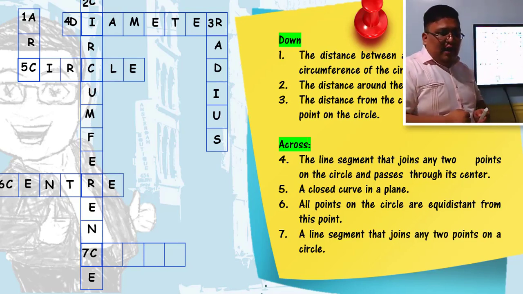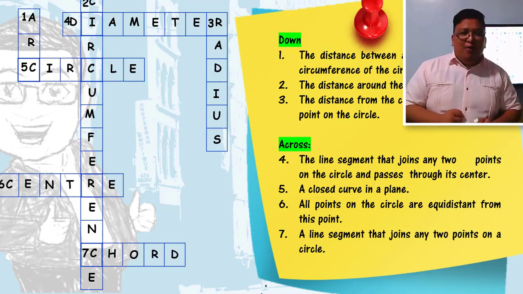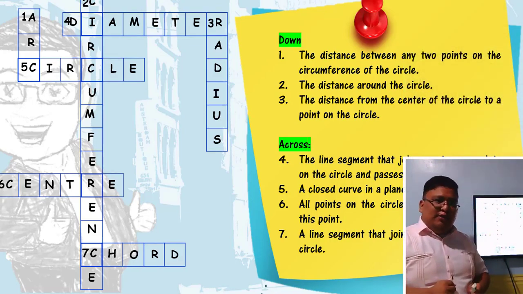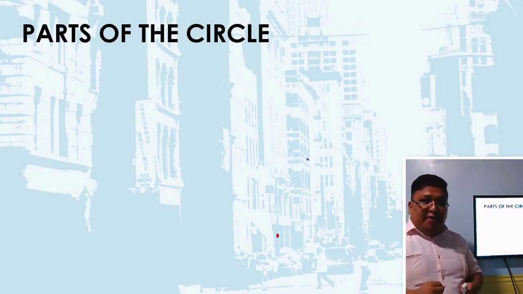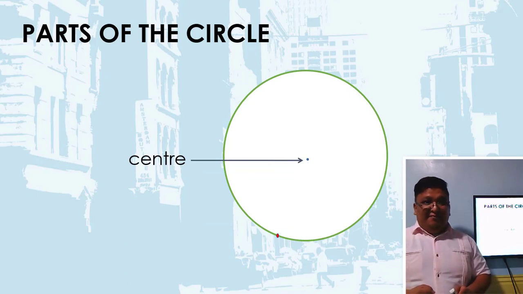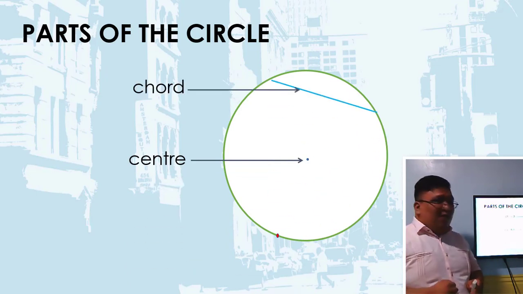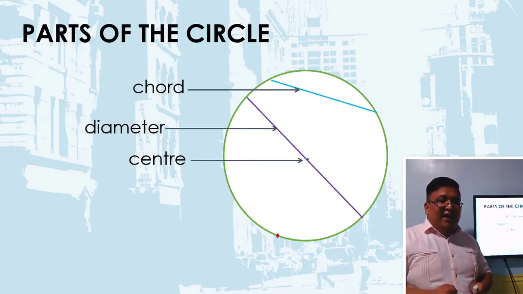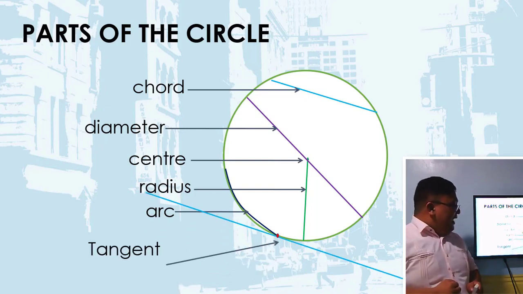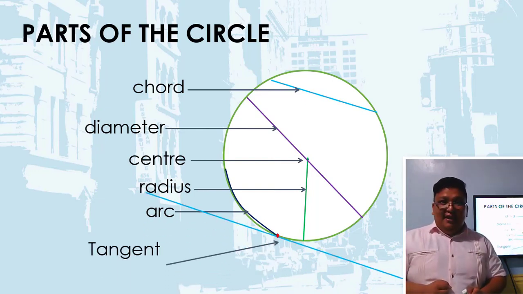Okay, very good. How about number 7? Very good. It is chord. Alright. So let's have a quick recap of the parts of the circle. We now have the main parts of the circle. The first part, the center. The second is the chord. Third is the diameter. Fourth is our radius. Fifth is the arc. And seventh is the tangent line. All of these are important parts of a circle.